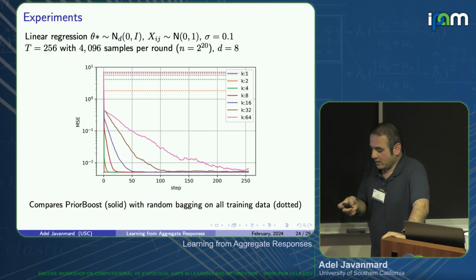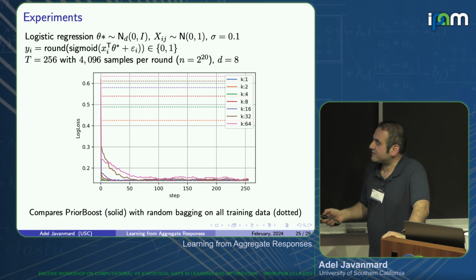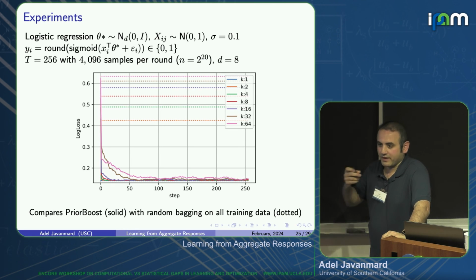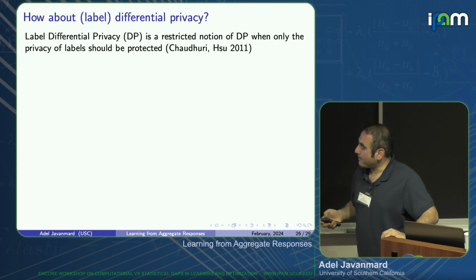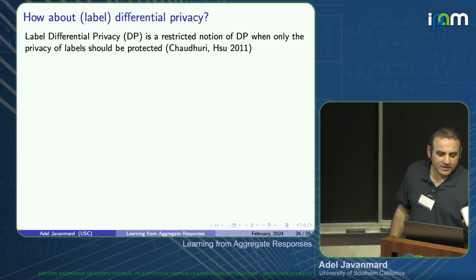Now this is what we had for linear regression. You can do the same with logistic regression, like binary classification problems with sigmoid. And again, you see the same behavior. Prior boost is much better than just random bagging. Okay, so that was on the second part.